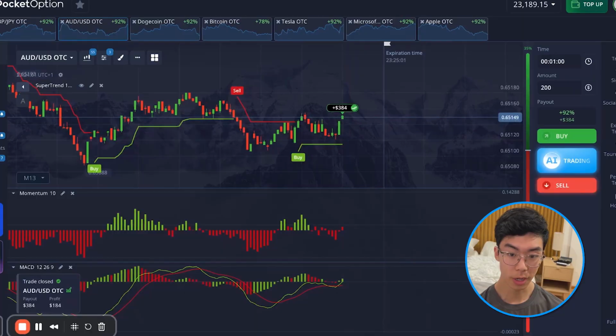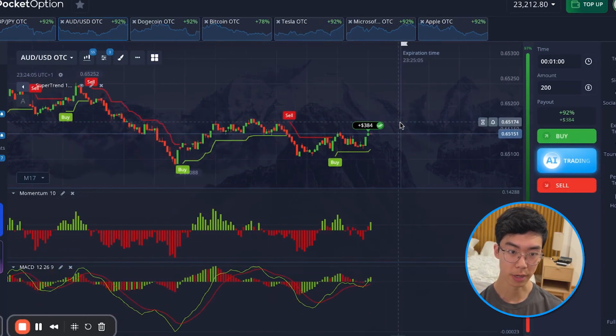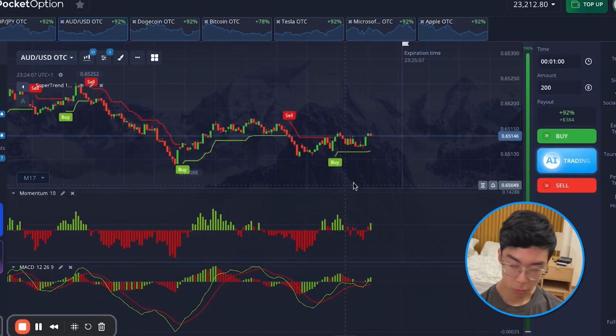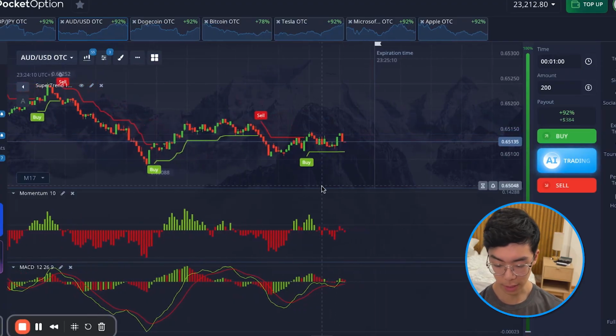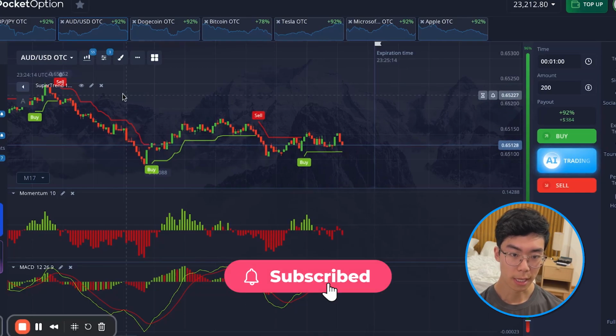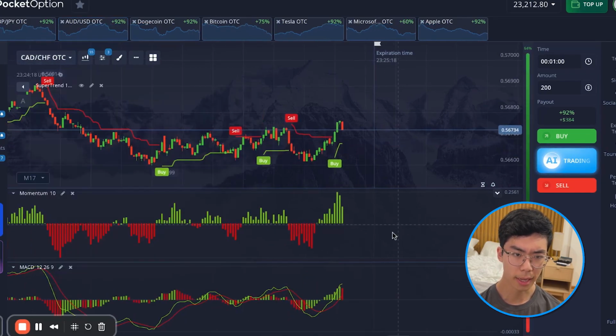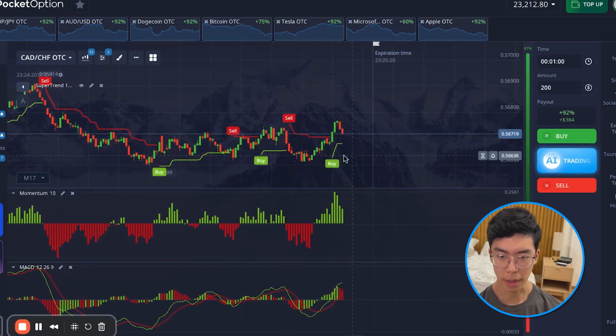Okay, and surely enough, we actually won that trade. So that was quite surprising, actually, for me. So it looks like this trading indicator is a little bit accurate. So let's go to the next one right here. And this did a recent buy right here.